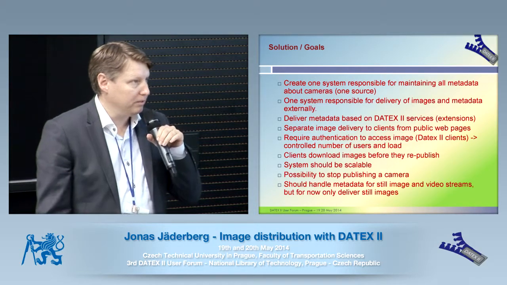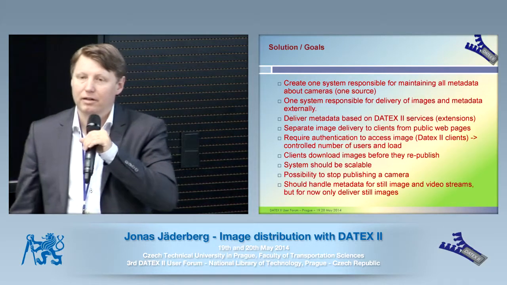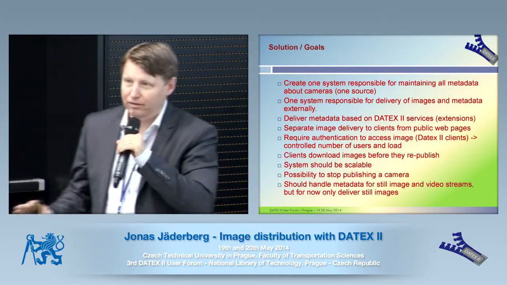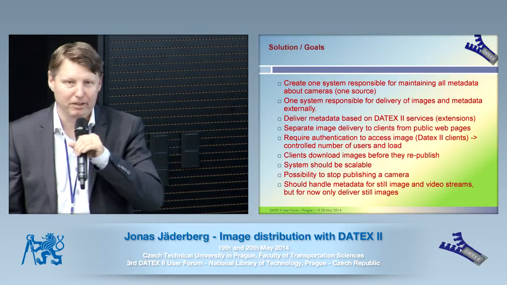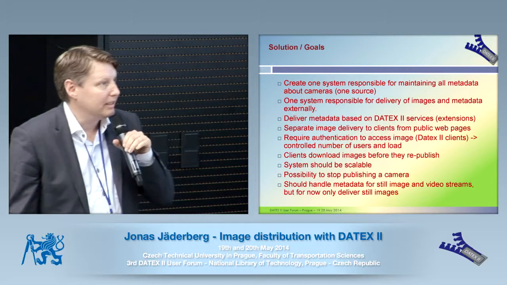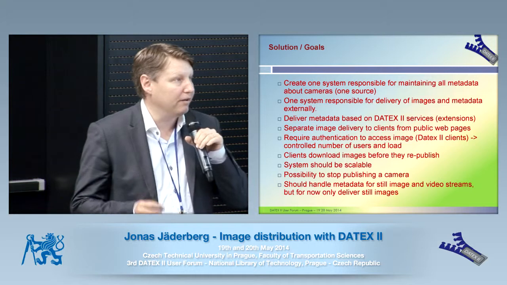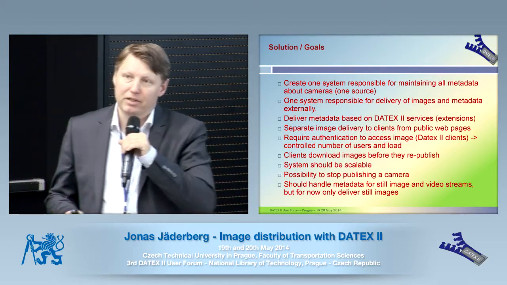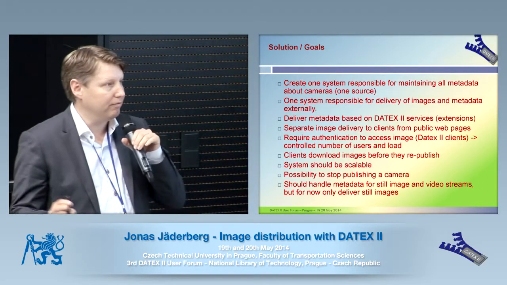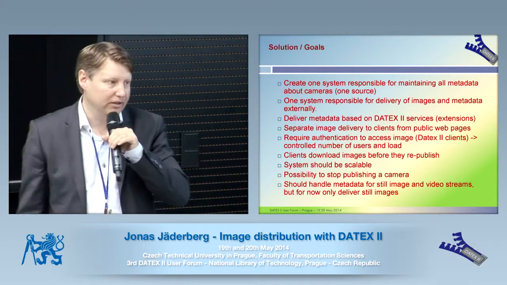And of course, the system should be scalable, and it should also be possible to stop publishing of a camera or images from a camera in case there is something that you don't want to publish in the image. A serious accident, for example. And this system should also handle metadata for still images and also for video streams. The project we have should not deliver video streams today, but the system should be able to handle metadata for video streams.